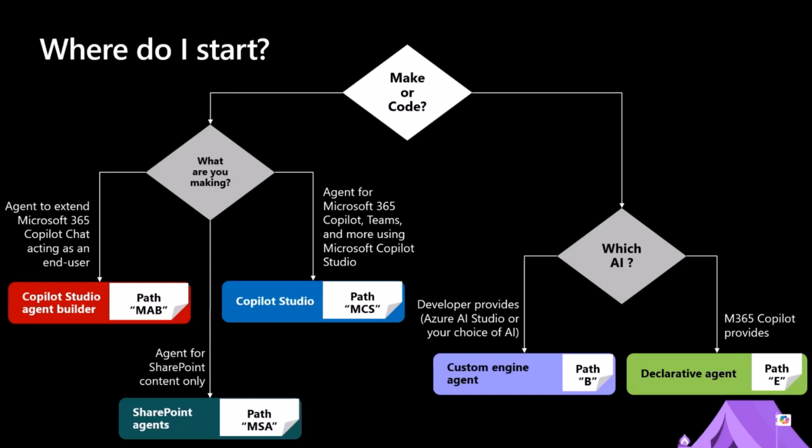First of all, from an end user perspective and the creator perspective, that's one perspective, which is actually seen here. If you want to use code, you have the custom engine agent option, or a declarative agent in Visual Studio Code. But you did say that if you use the Copilot Studio agent builder, that is also a declarative agent. What does it mean that it's a declarative agent?